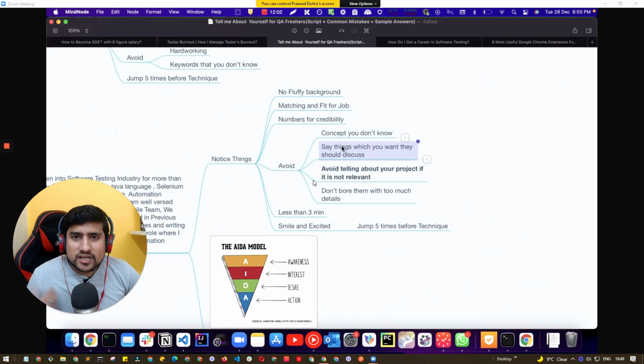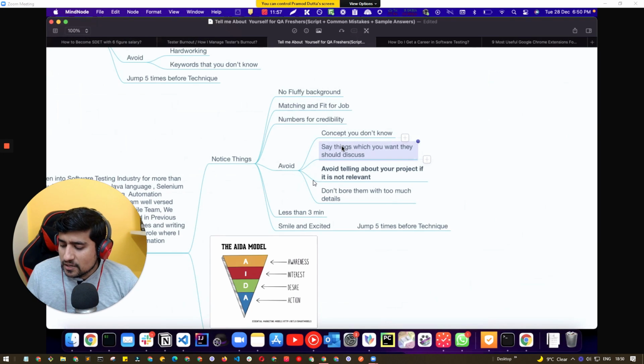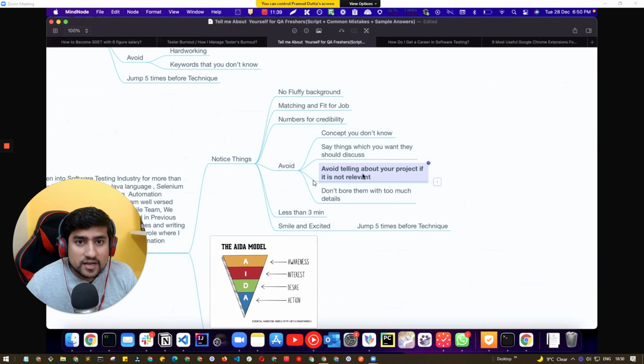This is one of the techniques that I have tried: you need to mention only the things that you want to discuss. For example, I'll discuss Selenium, Agile, Sprints, CI/CD, Jenkins, GitHub, that's it. Because I want the next questions to come related to these topics only, okay? Avoid telling about your project if it is not relevant. This is one of the important techniques that I have tried and I have told my students also. If the profile doesn't say anything about performance testing, don't say it. It will be unrelatable and any interviewer will not be excited to listen to it, okay?